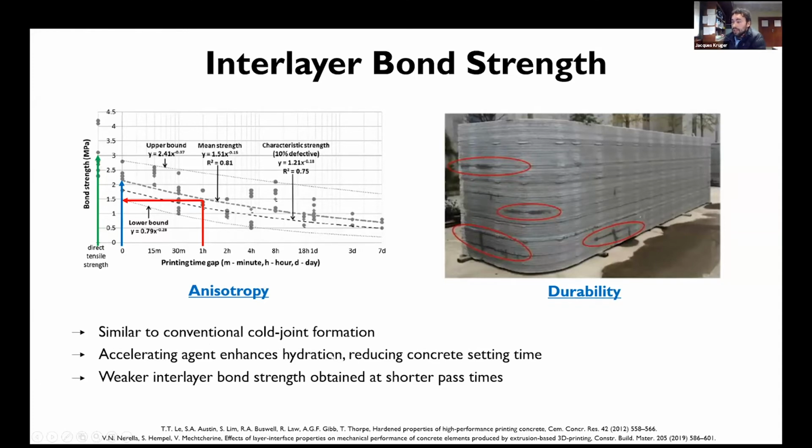Accelerating agent enhances hydration, so it speeds up the hardening and reduces the setting time, okay? So weaker interlayer bond strength is obtained at shorter pass times. And this is essentially why we do not want to use an accelerator, because for instance, if you get 1.5 MPa at 1 hour printing time gap and you add accelerator, it could actually reduce to say 30 minutes where you attain 1.5 MPa bond strength. So that is the prime reason why we do not really want to use an accelerating agent.